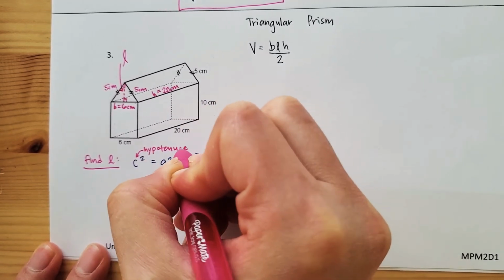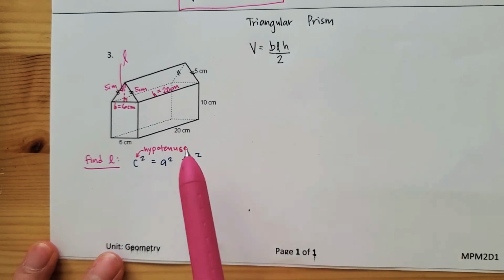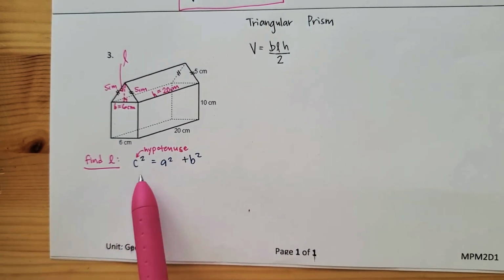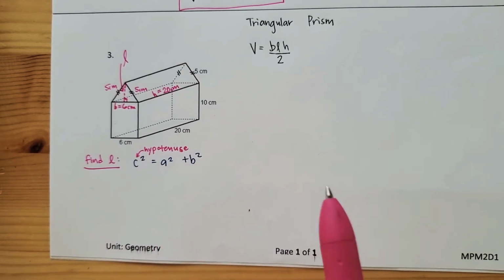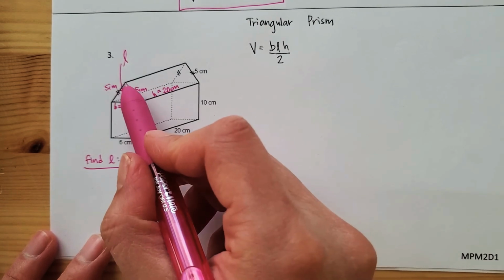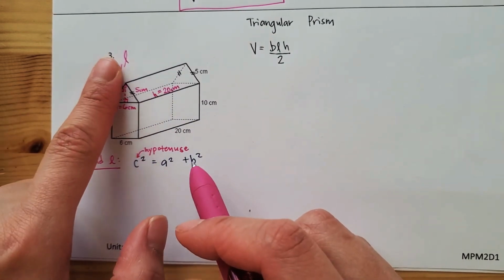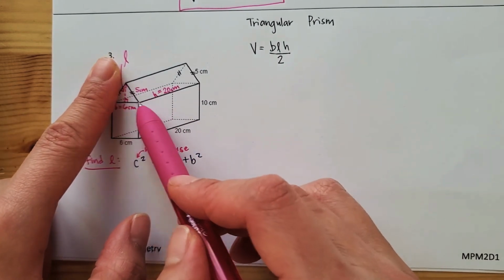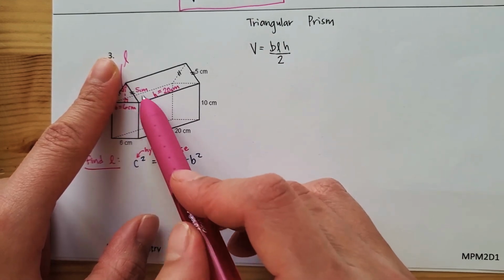Or c. Okay. The one that's on its own on one side of the equal sign is always the hypotenuse. Okay. The other two sides can be interchanged. So here, if you look at this as if it's just a triangle like this, the hypotenuse is 5 centimeters.